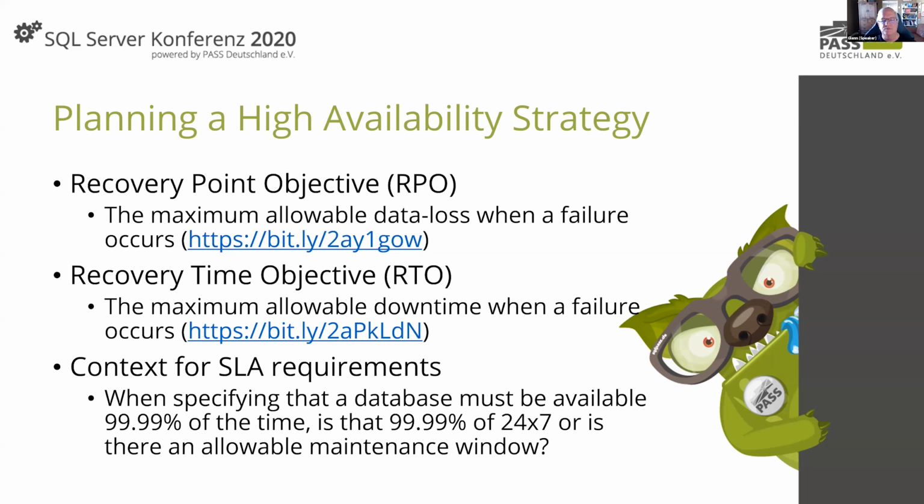And what these two things mean is RPO is how much data can you afford to lose before it's a big deal for the business. That's sort of the common language way of describing it. Of course, if you ask the business that, what are they going to say? They're going to say none. We can't afford to lose any data or it'll be the end of the world, right?